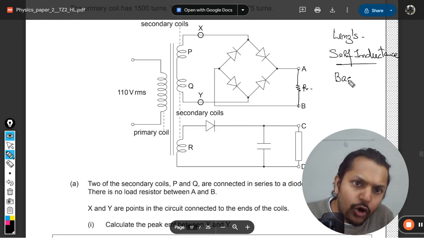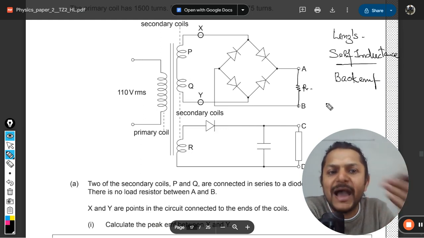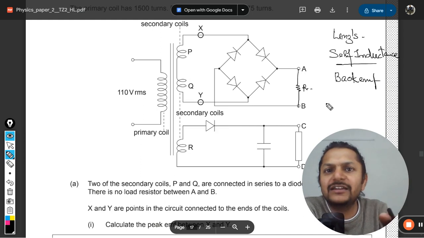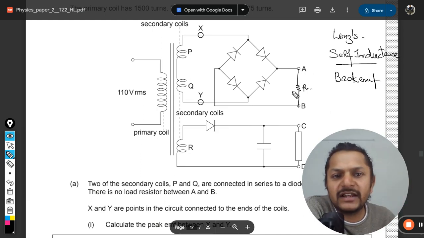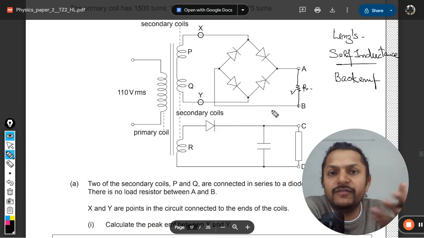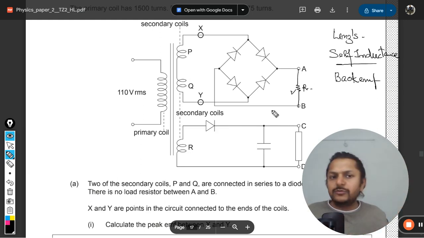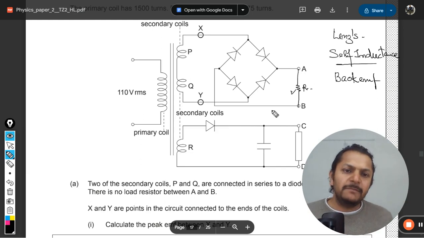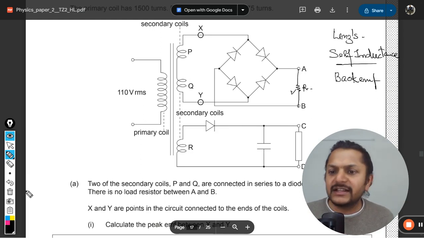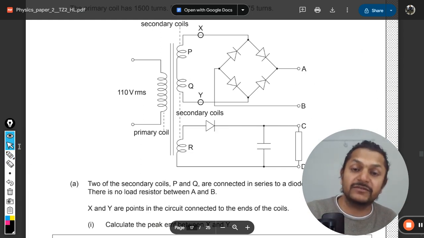So this coil itself will be producing an EMF which is called back EMF, and because of that, the peak voltage that this resistance will enjoy will be lesser than the peak voltage that we have calculated. I think that should be the only reason here. I can't think of any other reason. Let us see the mark scheme, what they want to say. We have to see it.